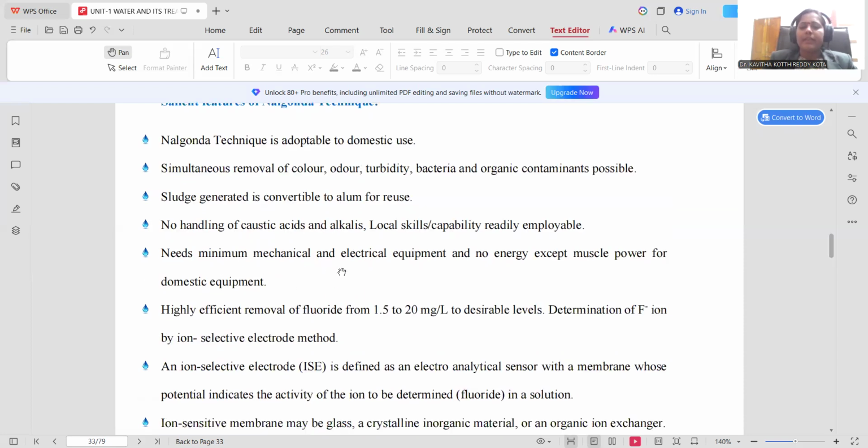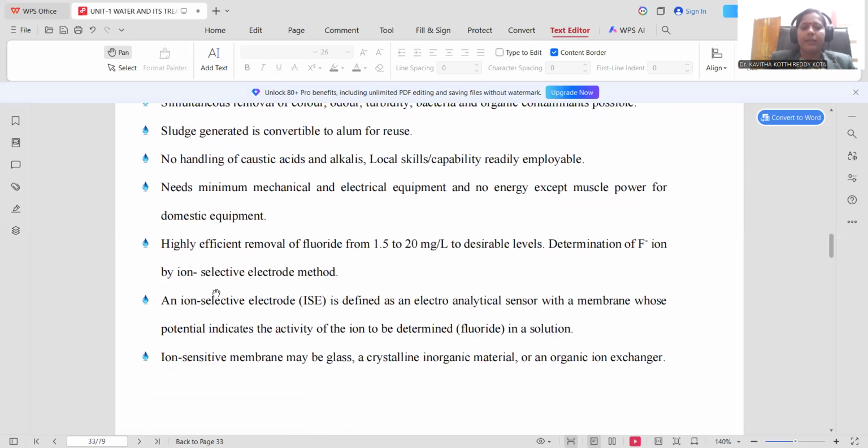It needs only minimum mechanical and electrical equipment. By using normal domestic utensils only, you can simply go for this Nalgonda technique for the defluoridation method. It is highly efficient for the removal of fluoride in the range of 1.5 to 20 milligrams per liter. At this condition, fluoride content will be easily removed.